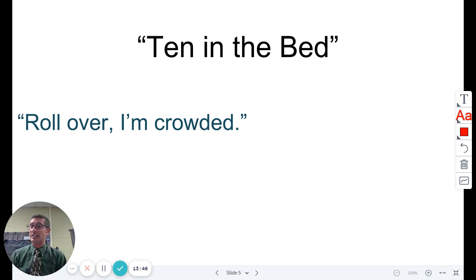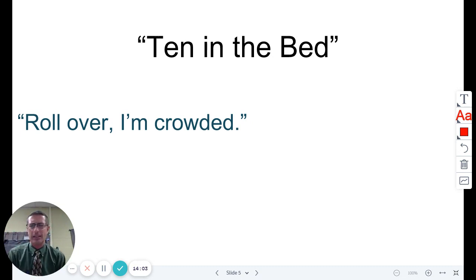There were seven in the bed and the little one said. Everybody together. Roll over, I'm crowded. So they all rolled over and one fell out.